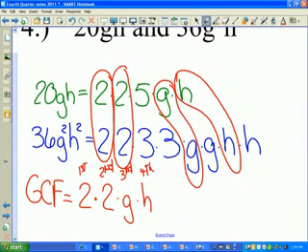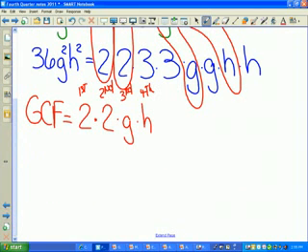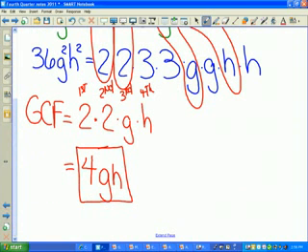You can have a multiple amount of groups. Okay? You can have 6 groups, you can have 4 groups. There's times you might just have one thing. There may be times you may have nothing in common. Okay? Just like a relationship. I'm just kidding. So now, 2 times 2 will give me my 4. Since there's one G and there's one H, my greatest common factor is 4GH.